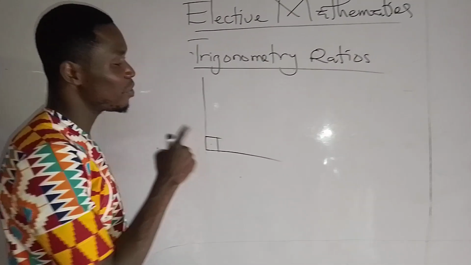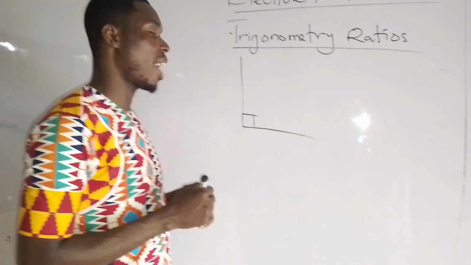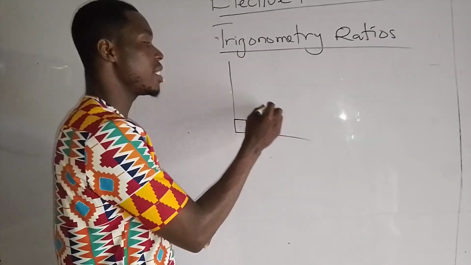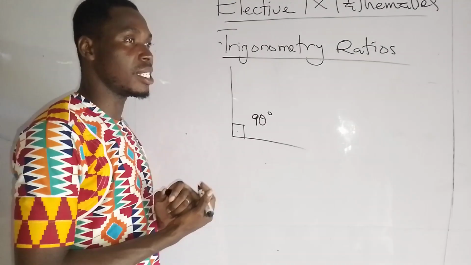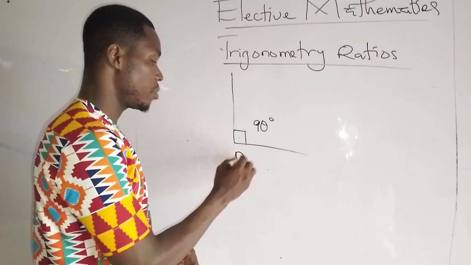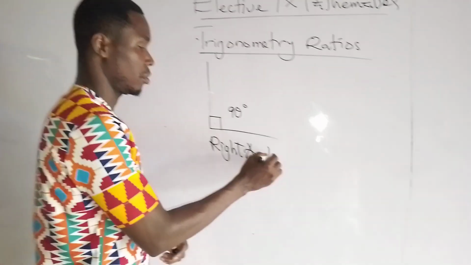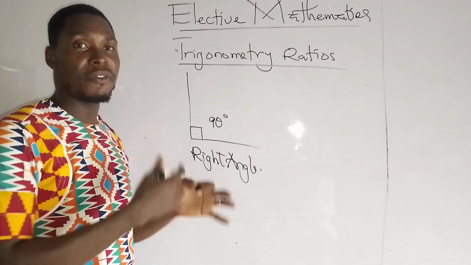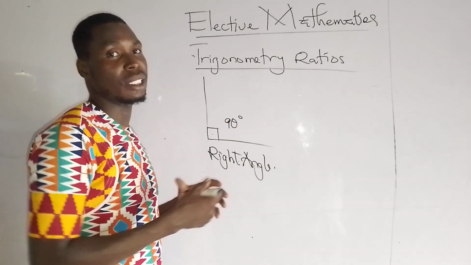So whenever you see something like this, it is what we call a right angle. So this tells us that it is what? 90 degrees. It tells us that it is 90 degrees. Are we getting the point? So this becomes a right angle. So this right angle can be converted into a right angle triangle.